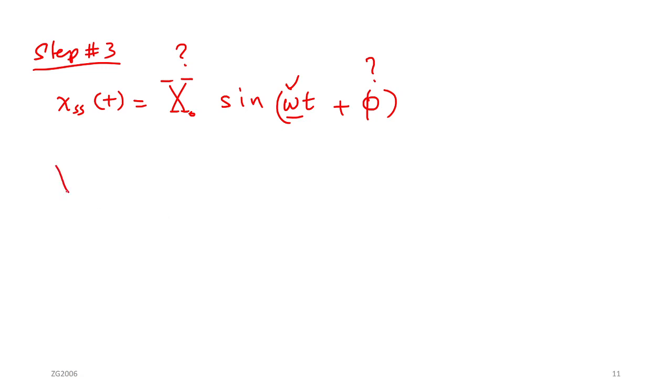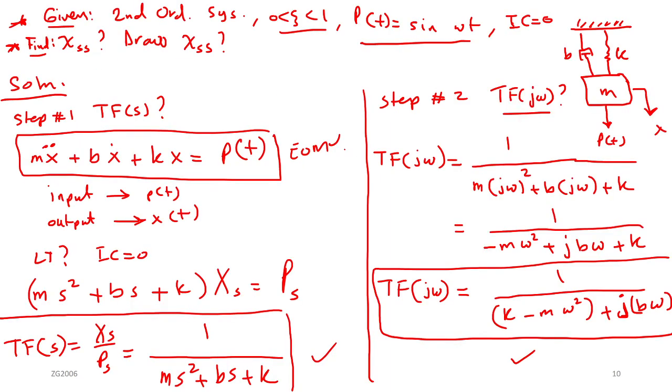The amplitude, how much will it be? It will be the magnitude of the sinusoidal transfer function multiplied by the magnitude of your input, which is also given, right? This one is given. This one is given. Where is it given? Oh, sorry. It should be given here.